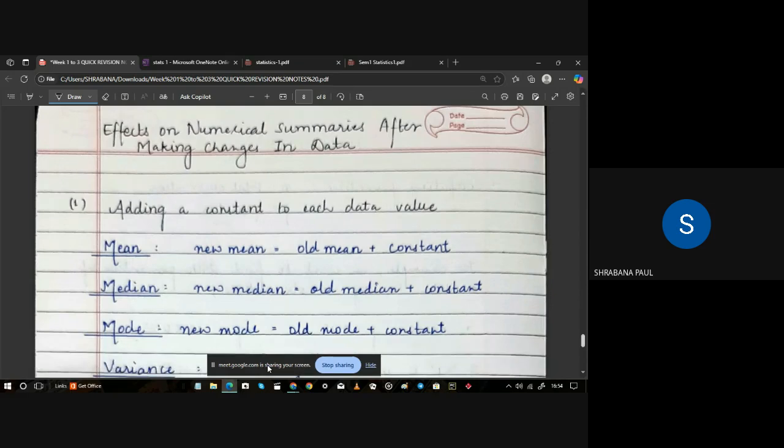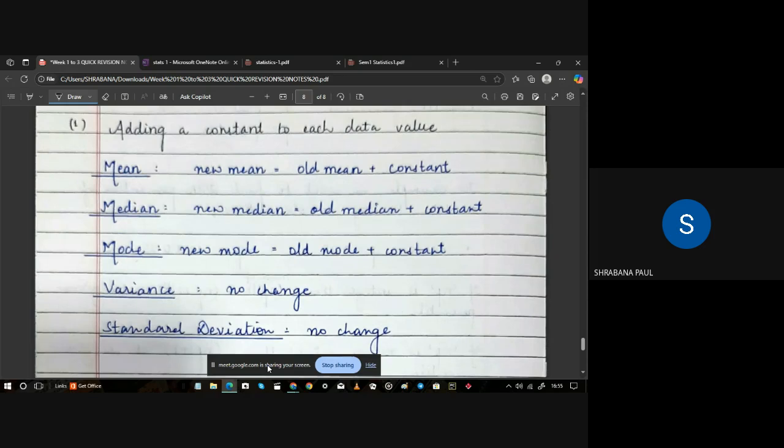Okay. So ये एक summary हो ले लो. Mean में adding any constant, mean doesn't change. Median doesn't change. Sorry. Mean changes. New mean becomes old mean plus constant. Median भी new median becomes old median plus constant. Mode भी new mode becomes old mode plus constant. वेरिएंस में कोई भी चेंज नहीं होता है ऐड करने से. स्टैंडर्ड डेविएशन जो रूट ओवर वेरिएंस है उसमें भी कोई चेंज नहीं होता है.